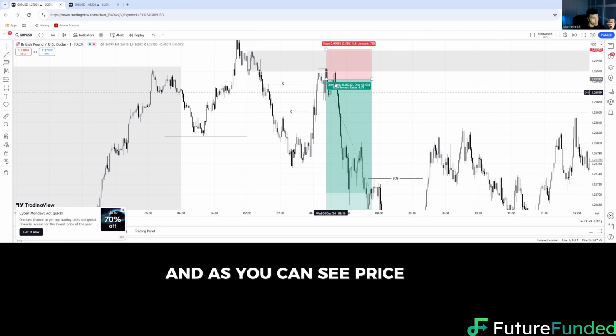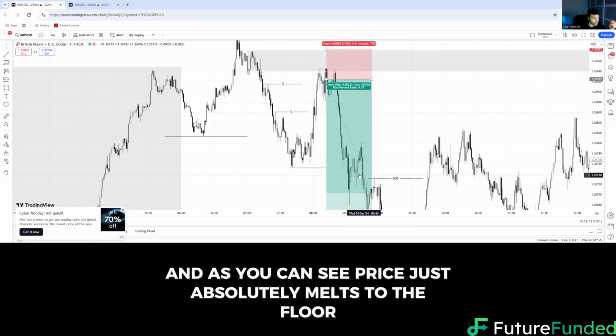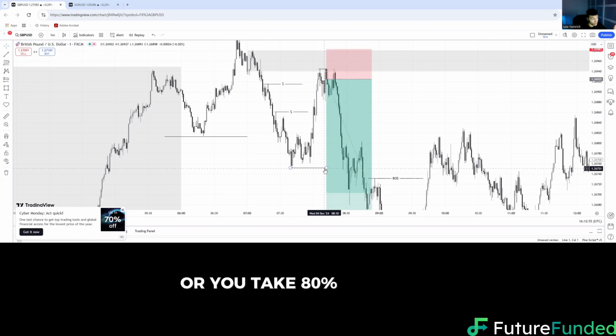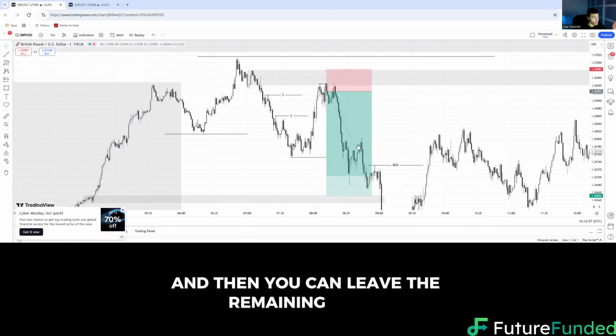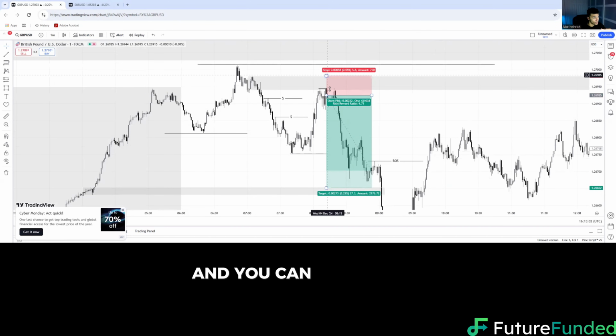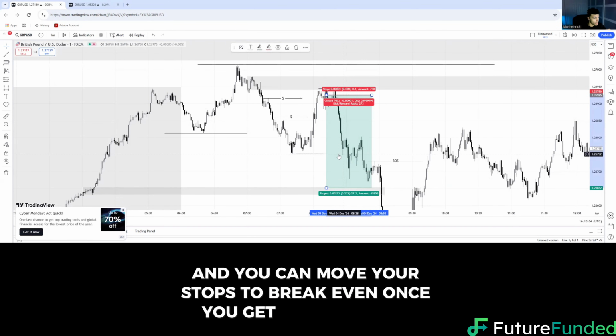And as you can see, price just absolutely melts to the floor. You can take first targets off right here at 80%, and then you can leave the remaining 20% of the trade running, and you can move your stops to break even once you get down to here.